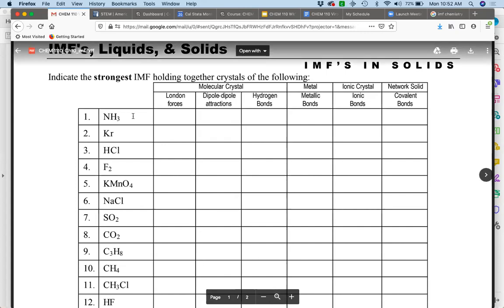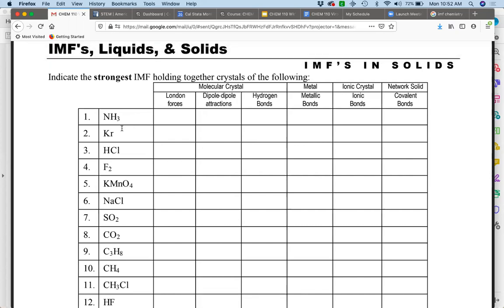So if we think about ammonia and what its structure looks like, if you were to draw that on your whiteboard or in your notes, go ahead and draw the Lewis structure for ammonia. And so in this case, we would be able to predict that ammonia certainly is going to have London forces. And if we think about what we talked about in our notes, are there any other forces that apply?